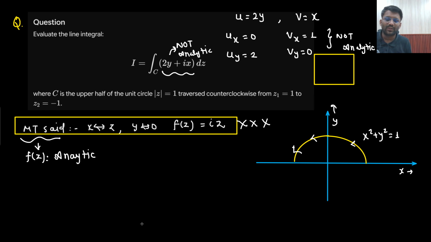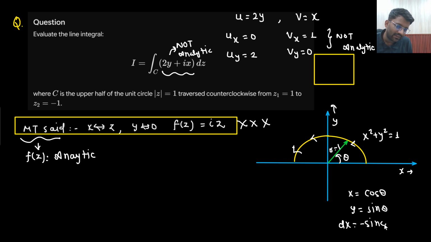What you do? You go into the polar coordinate system. What you see here is that from the origin, the distance is always the same. Only the angle is changing. So what is your x? x is r cos theta. That means x is cos theta. What is y? y is sin theta. Angle is changing. You already know dx is minus sin theta d theta, and dy is cos theta d theta.